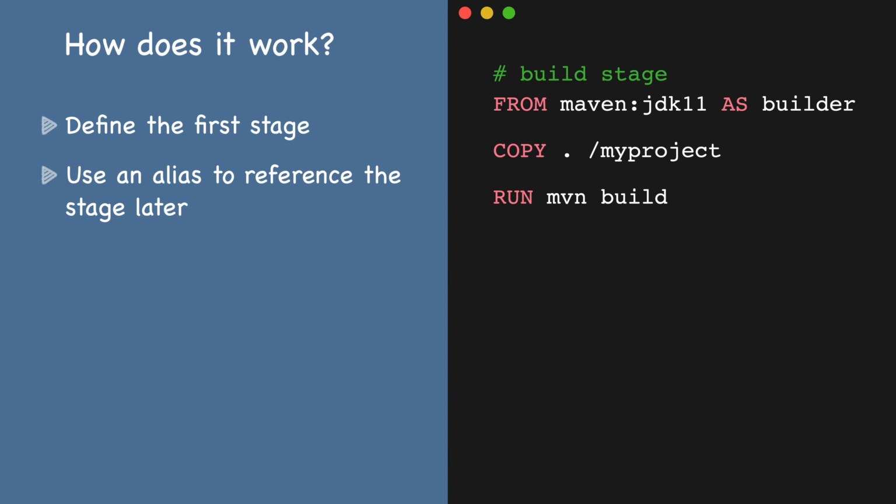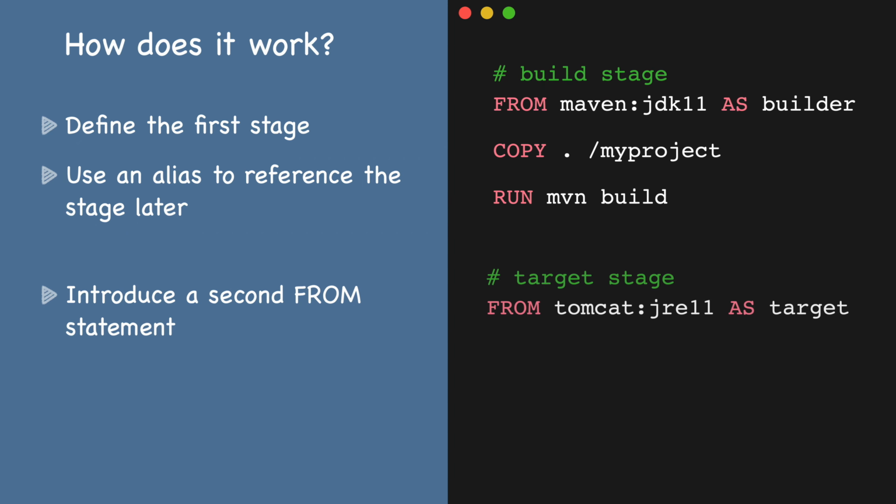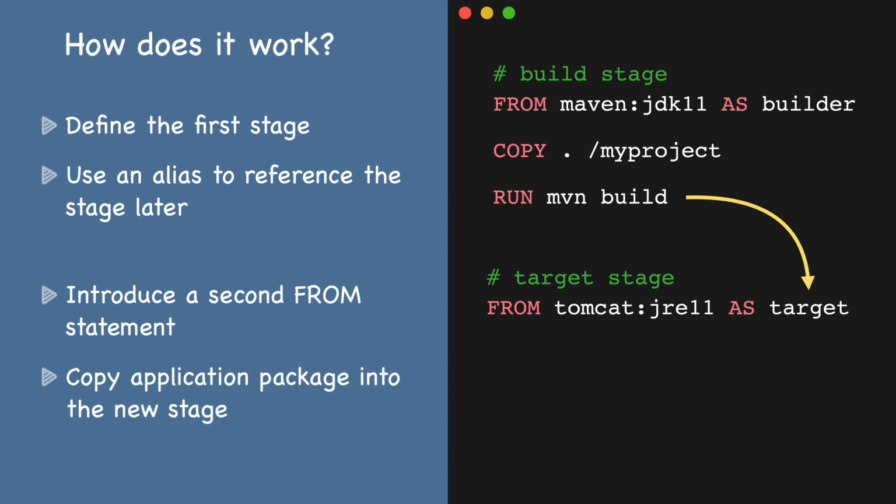With the power of multistage builds, we can now transfer the compiled application into a new stage using a more specific base image. To create the second stage, we are going to introduce a second FROM statement, and this time we use Tomcat with JRE11 as the base image. If you've used Tomcat before, you know that to deploy an application, we simply need to copy the generated web archive into Tomcat's webapps directory.